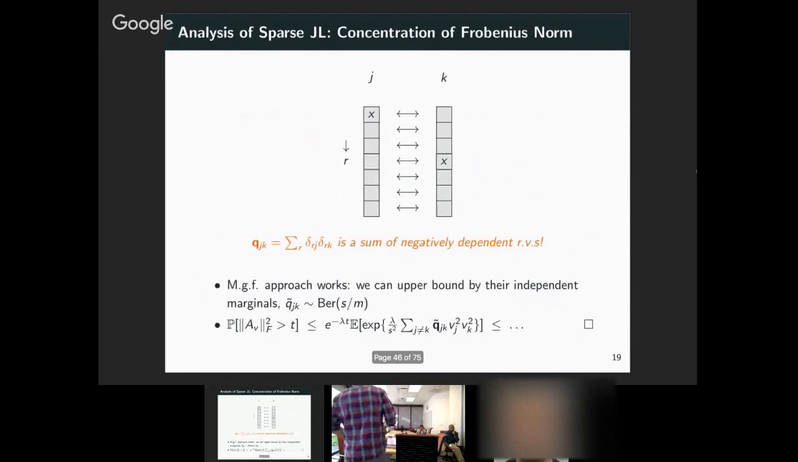And when you have this kind of negative dependence, you can basically go through with the same argument. You just replace these dependent random variables by their independent marginals. And then you can use the same kind of concentration argument. I'm not going to do it here because it gets a bit technical, but I think this is the heart of what's going on.